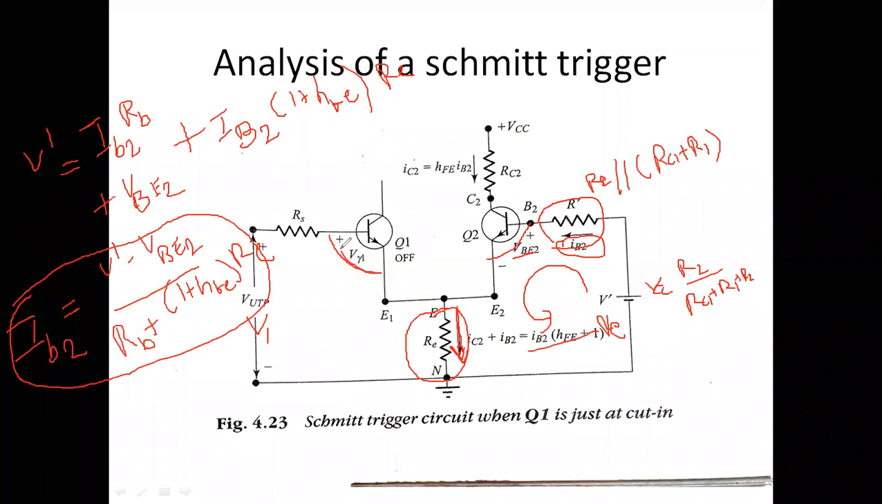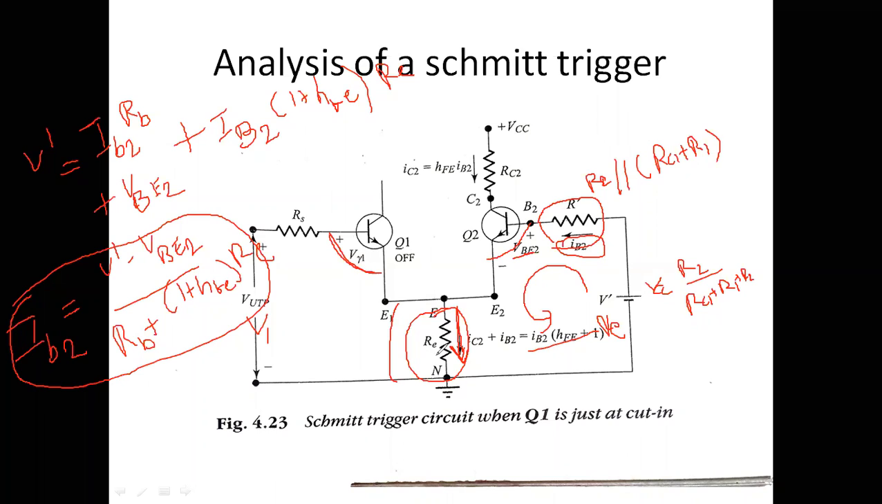Voltage drop across this point plus voltage drop across this point. If you want to know this voltage, that is nothing but the sum of the cut-in voltage V gamma 1, the base to emitter voltage, plus the voltage across RE.